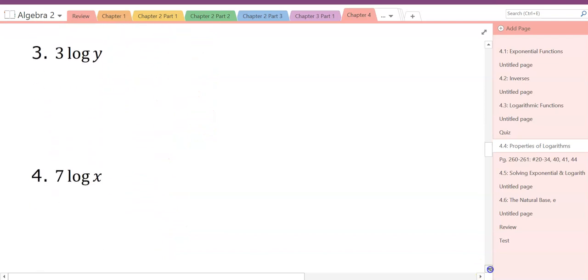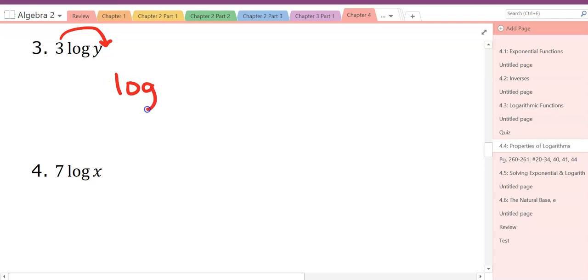Now let's practice going the other way. So this time they have the number sitting in front of the logarithm, so I'm going to take this number 3 and bring it up so that it's now a power for that y. So it's going to say log y and then change that 3 to an exponent. You guys do number 4. So this one, bring that 7, so it's going to say log x to the 7th power.